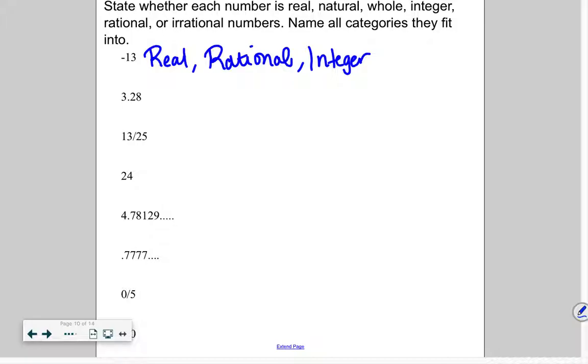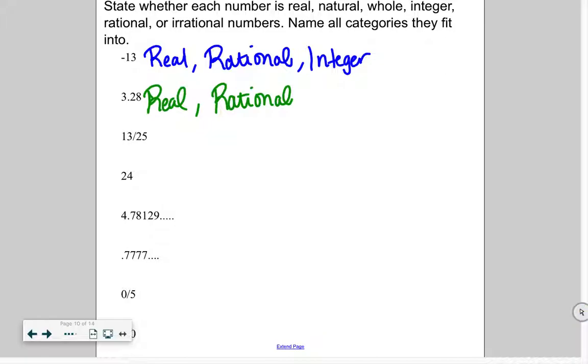Let's do the next one. 3 and 2800ths. What's the first classification it gets? It is also real. Rational, or irrational? Is it an integer? It is not. We do not let fractions into the integer box. So it's just real, rational for 3 and 2800ths.